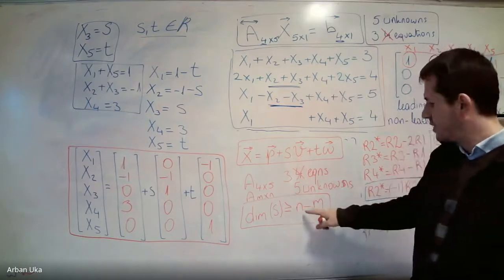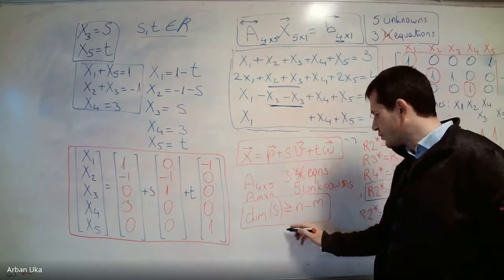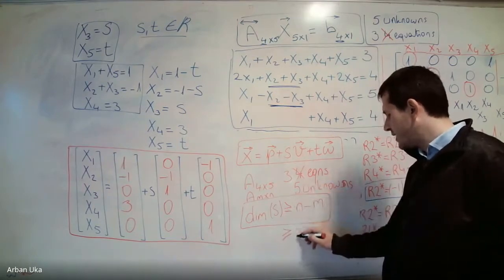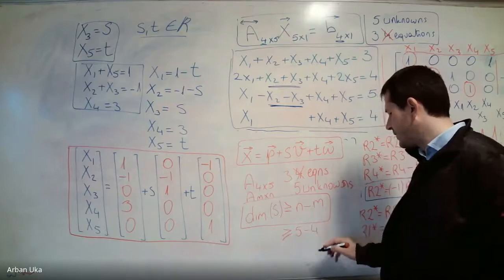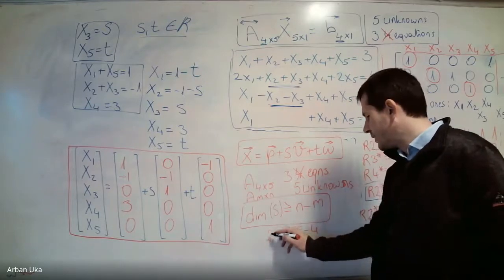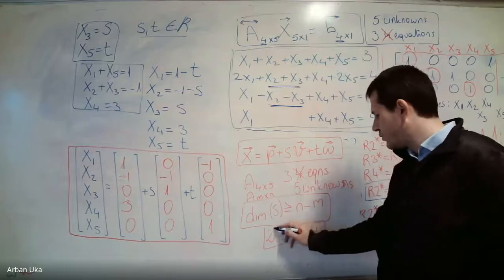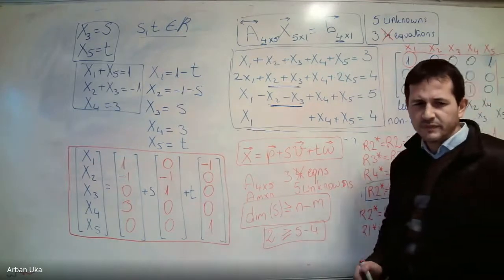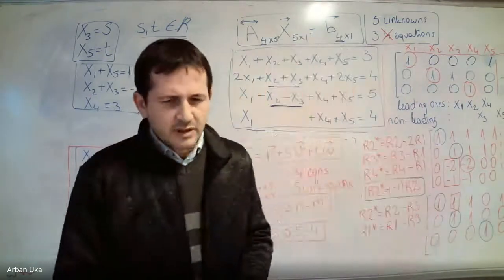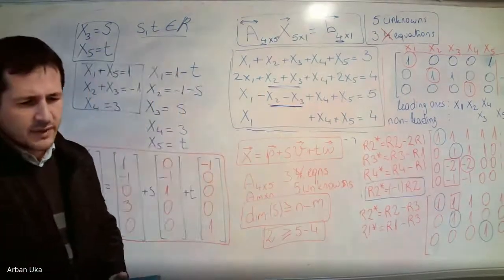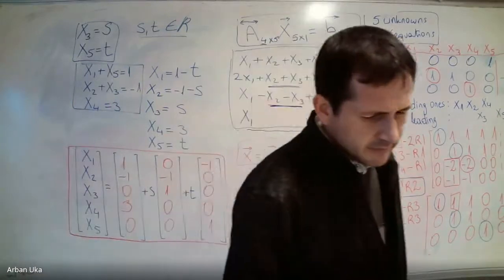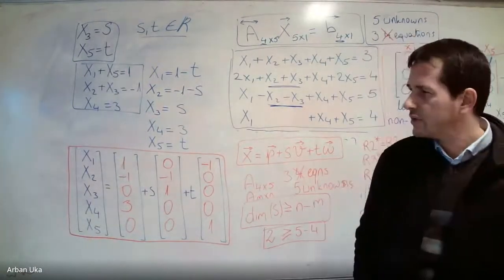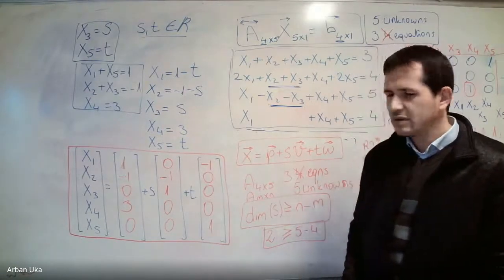Okay. So here we said the following: the dimension of the solution space is larger or equal than n, which was 5 minus 4. In fact, we got 2. So 2 is larger or equal than 1. So is it clear? From here, we try to understand how the dimension of the solution space can depend on the number of unknowns and the number of equations.